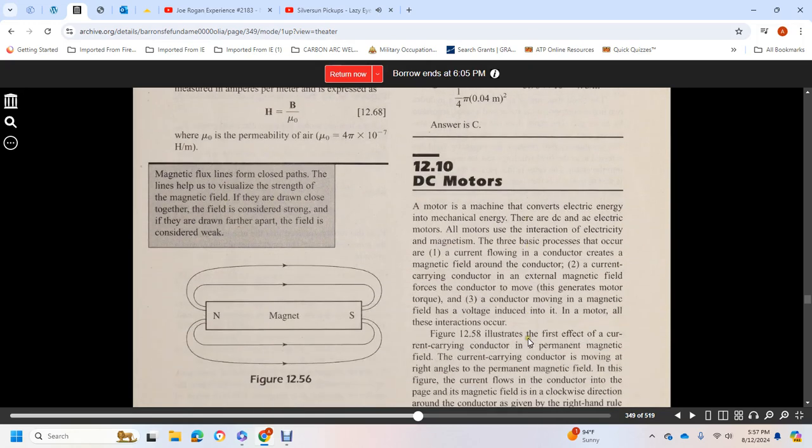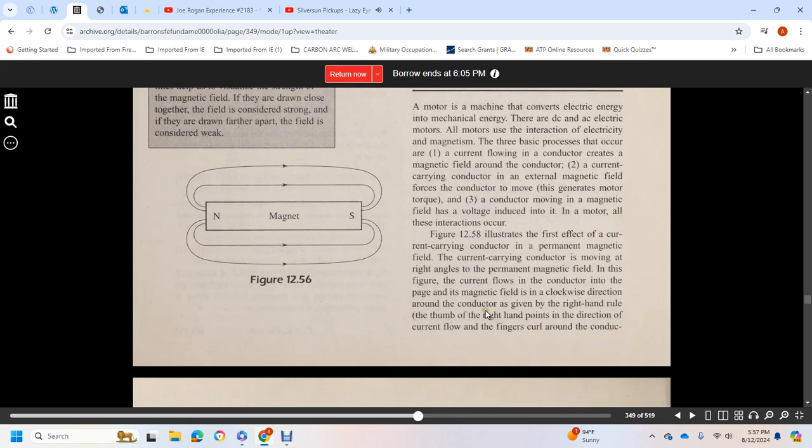12.10, DC motors. A motor is a machine that converts electrical energy into mechanical energy, with DC and AC electric motors. All motors involve the interaction of electricity and magnetism, and three basic processes occur. One, current flowing in a conductor creates a magnetic field around the conductor. Two, a current-carrying conductor in an external magnetic field experiences a force, and the conductor moves, as in a motor. Three, a conductor moving through a magnetic field has a voltage induced in it, and in motors all three of these interactions occur.